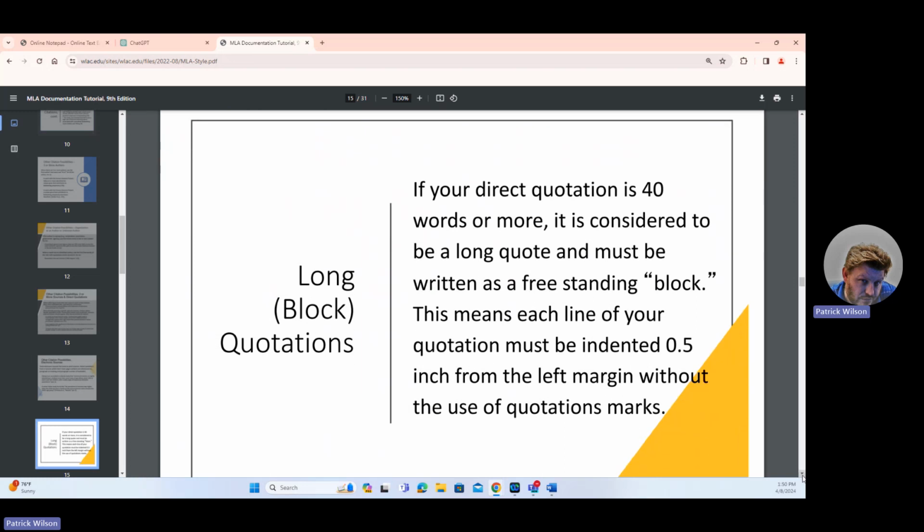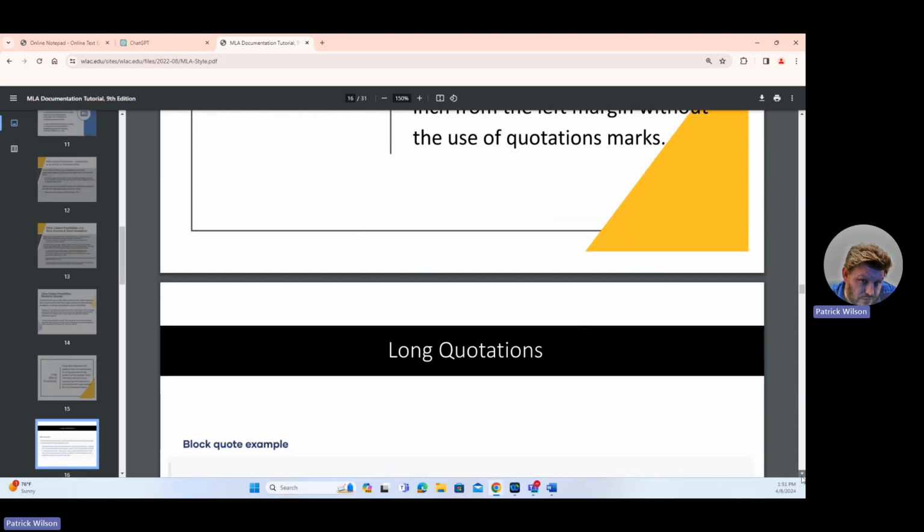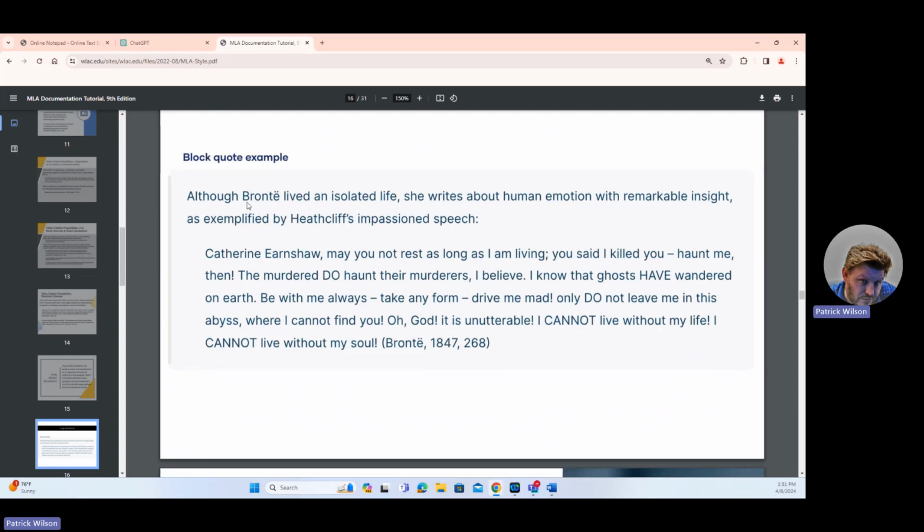The long block quote, or long quotations, they usually call them blocks. If your direct quotation is 40 words or more, it is considered to be a long quote. Generally, if you're quoting 4+ lines, it's going to be a block quote. And it says it must be written as a freestanding block. This means each line of your quotation must be indented 0.5 inches from the left margin without the use of quotation marks. So if you look here, this is how it usually goes.